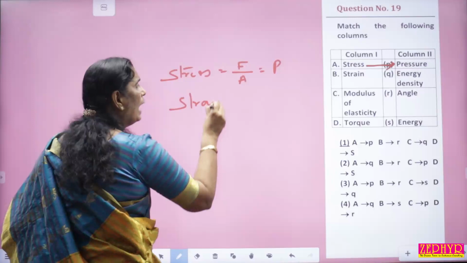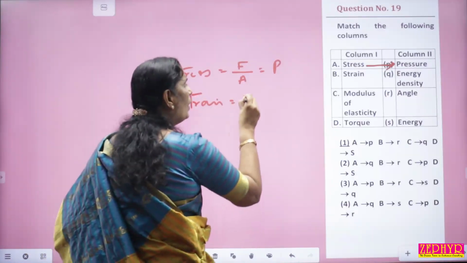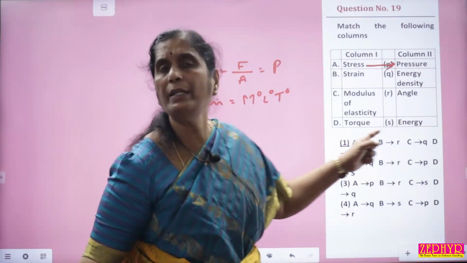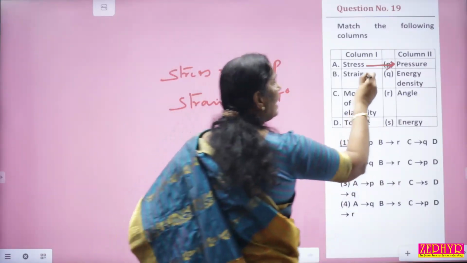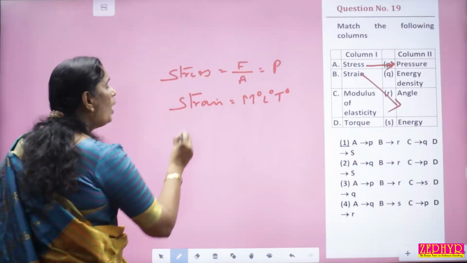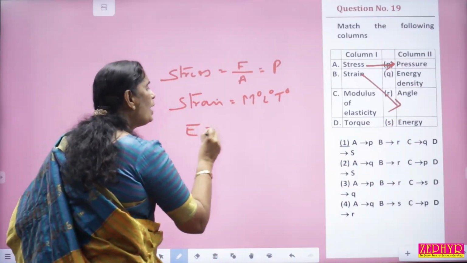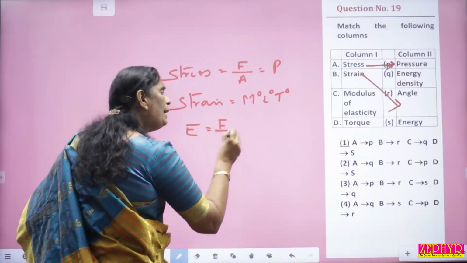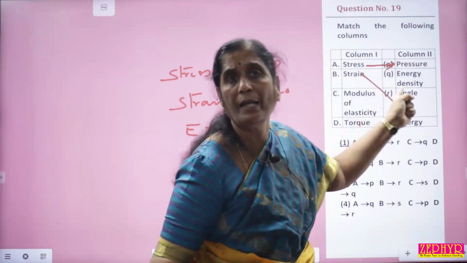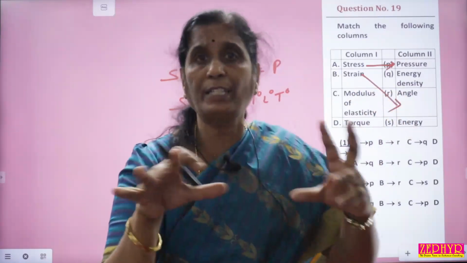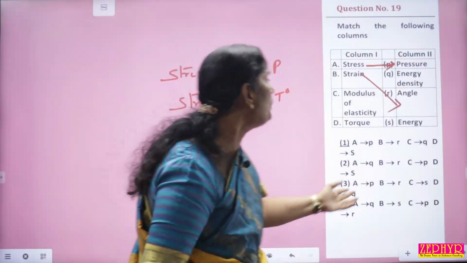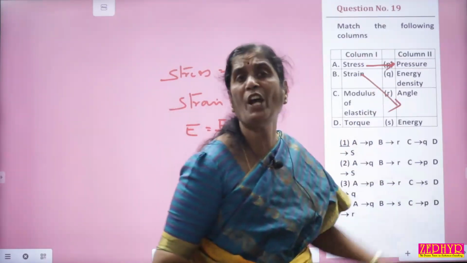Okay, next. Strain. Strain has no dimension: M raised to 0, L raised to 0, T raised to 0. In the given options, the angle doesn't have dimension either, so B goes to R. Next, modulus of elasticity. What is modulus of elasticity? It is F by A, isn't it? So C is equal to P. If C goes to P, I have already said that, so for C we need to look for another choice.